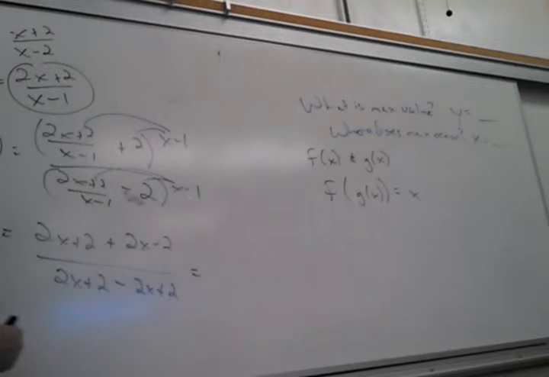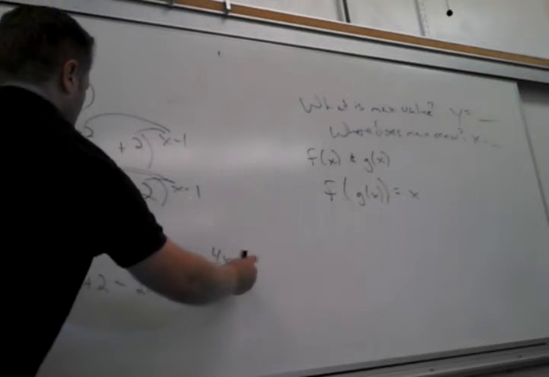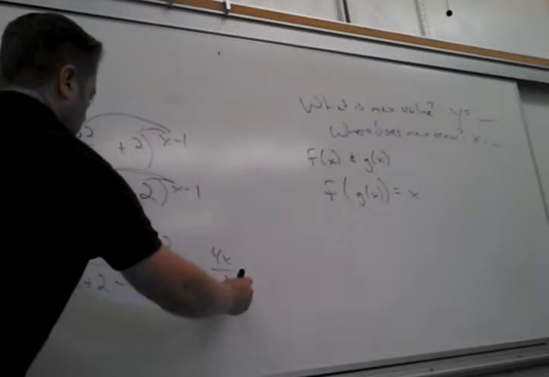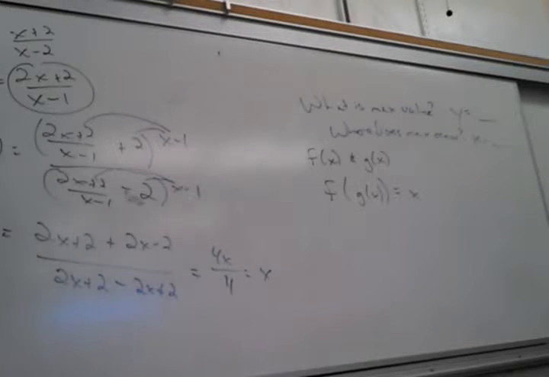So what do you get here? You get 4x over 4, good, which is what it's supposed to be, good. Those two did cancel each other out, so they are inverses of each other. You don't actually have to do this both ways. If it works one way, it must work the other way. It's kind of neat. So you don't have to also do g of f of x. It's going to work.